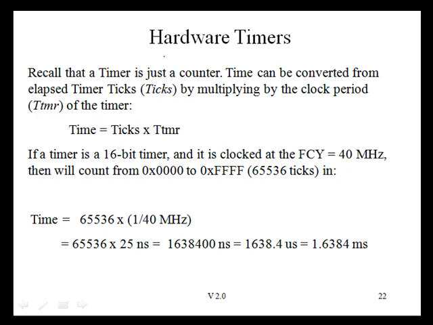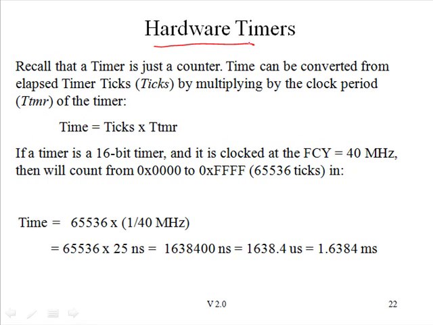This is going to begin our discussion of PIC24 hardware timers. Recall that a timer is just a counter. Time can be converted from elapsed time or ticks by multiplying by the clock period of the timer. So time is equal to ticks times the clock period of the timer.